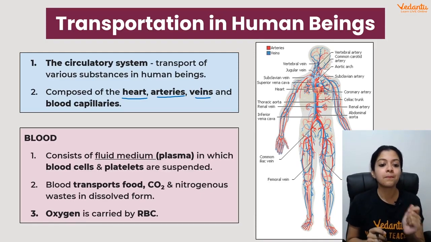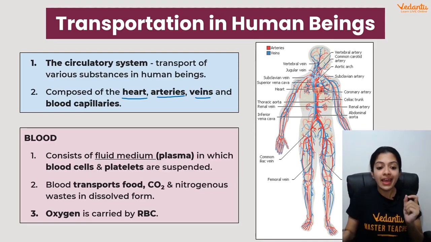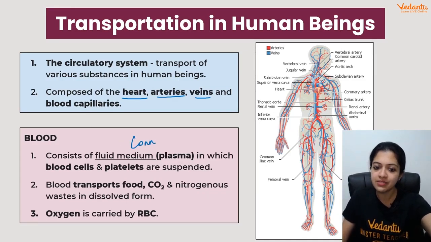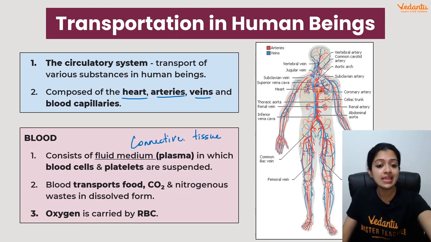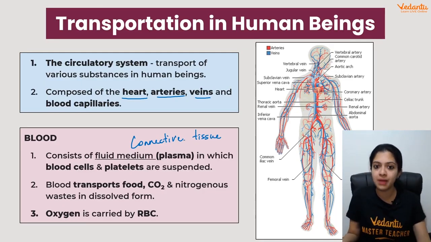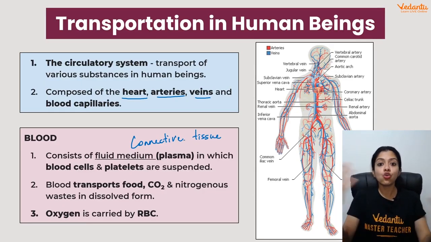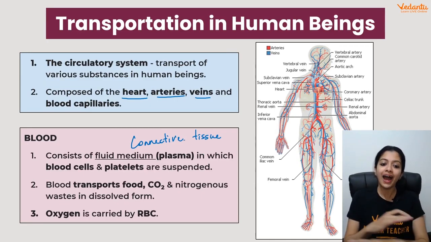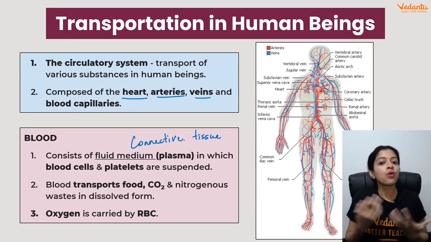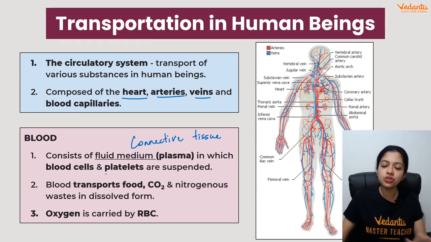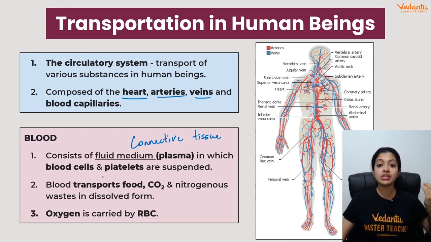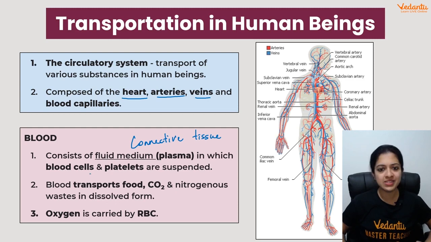And look at the blood. What exactly is the blood? It's a fluid connective tissue, because it consists of a fluid medium, which we call the blood plasma. And within the blood plasma, different blood cells, including RBCs, WBCs, and platelets, are all suspended. Now, what are the functions of blood? It helps in food transport, carbon dioxide transport, oxygen transport, and even nitrogenous waste transport in the dissolved form.